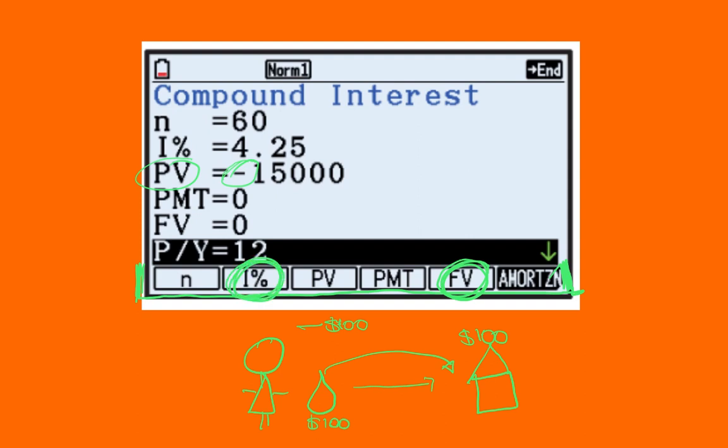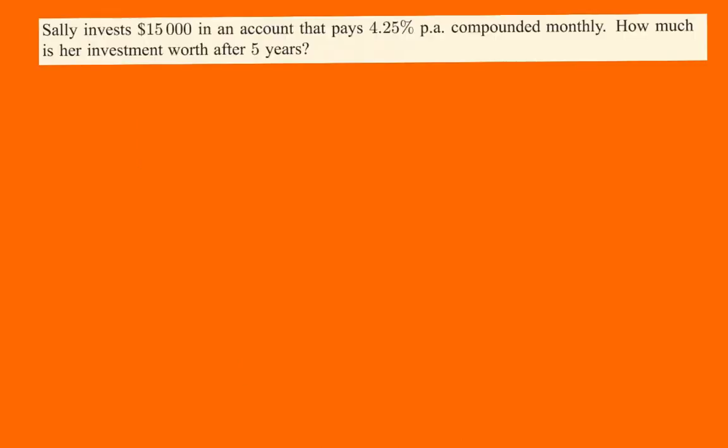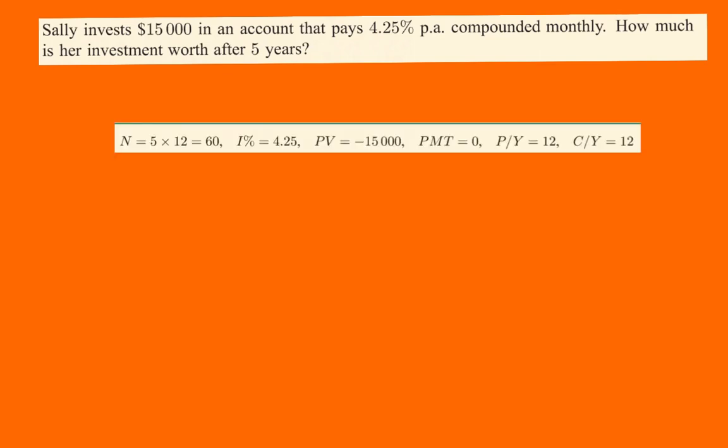Okay, let's keep going. Let's do a question. Sally invests $15,000 in an account that pays 4.25% per annum compounded monthly. How much is her investment worth after 5 years? Okay, so we've got n equals 5 times 12. Now, why is that? Compounded monthly, so there's 12 months and 5 years. So 12 times 5 equals 60 compounding periods.